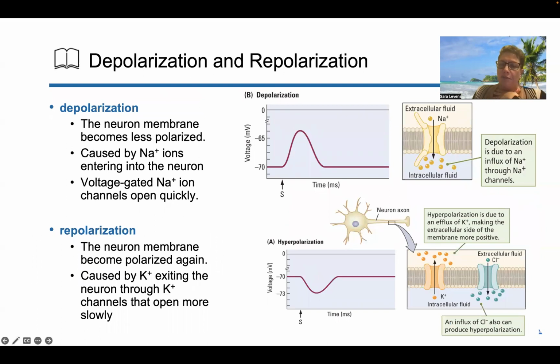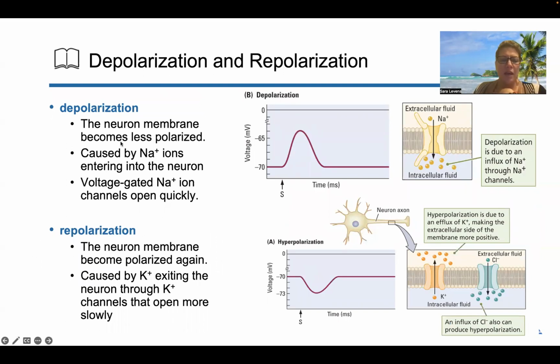All right, so what is happening inside the cell when you have this negative 70 voltage right here, and how is that going to change? We're learning about these molecules that selectively let sodium and potassium through. The flow of these ions gives rise to depolarization of the cell, which is where the neuron membrane becomes less polarized, so there is less difference between the inside and the outside. This is caused by the sodium ions entering the neuron.